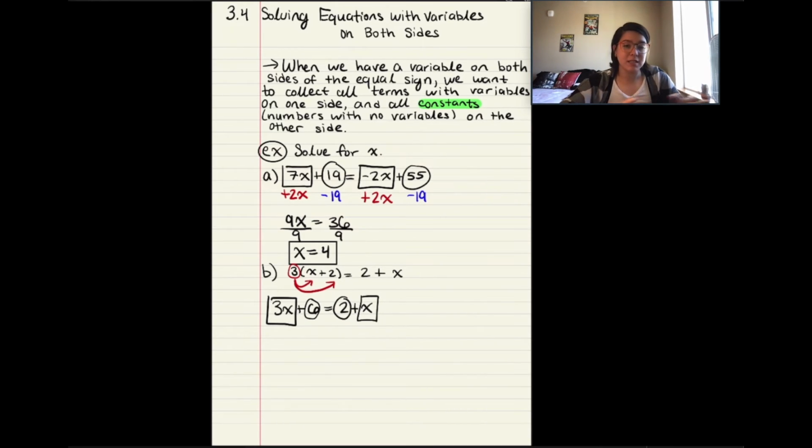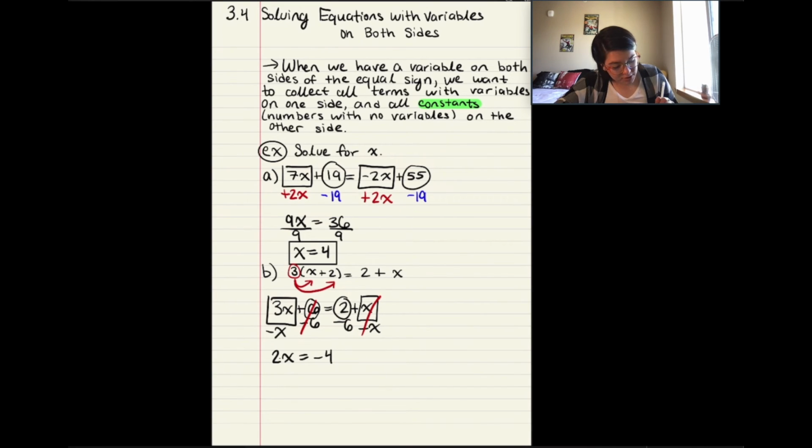Now I need to get all my constants onto one side of the equation and all my variables onto the other. So I'm going to move my x to the left side of the equation. And I'll move my 6 to the right side of the equation. So on the left, our 6's cancel. On the right, our x cancels. And we have 3x minus x, which is technically 3x minus 1x, so we'd get 2x, is equal to 2 minus 6, which would give us negative 4.